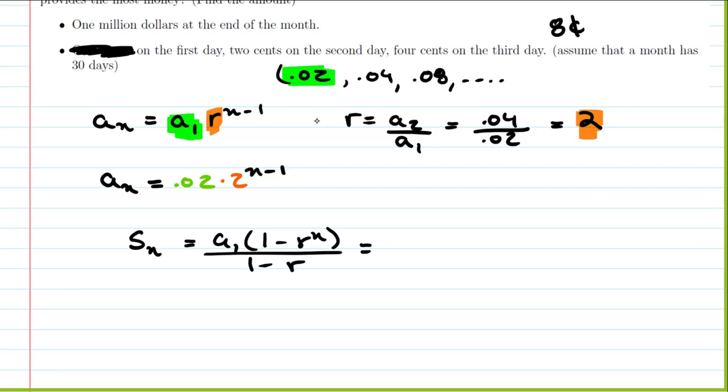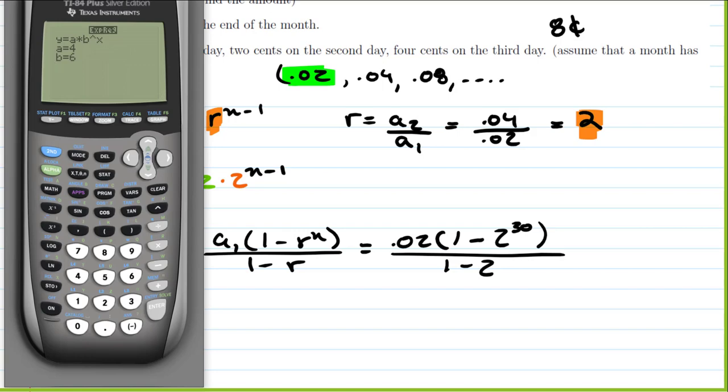So in our case, that would be 0.02 times 1 minus r, which is 2 to the 30, all over 1 minus 2. And if we type that into our calculator, we go alpha, y equals to get our fraction. We get 0.02 times 1 minus 2 to the 30th power, all over 1 minus 2. We press enter, and we get this value.